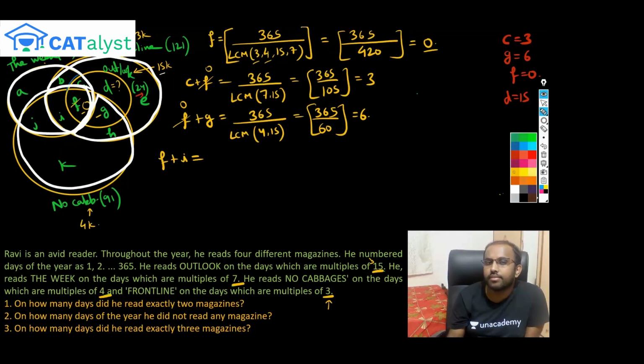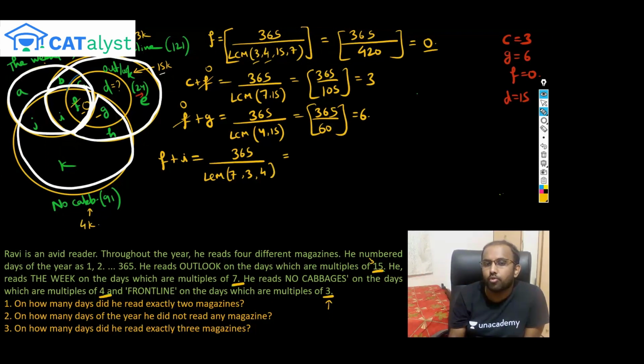Which three circles, guys? Weak, that is multiple of 7. Then front line, that is multiple of 3. And then no cavities, that is multiple of 4. Okay. So basically 365 by 84.